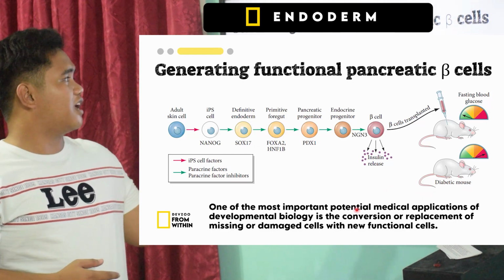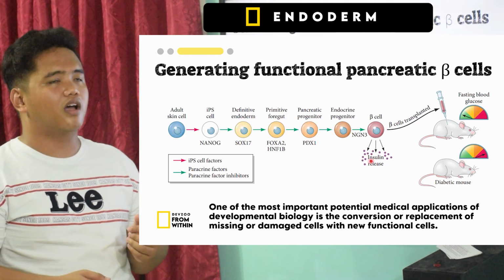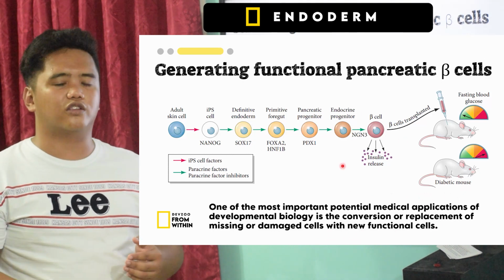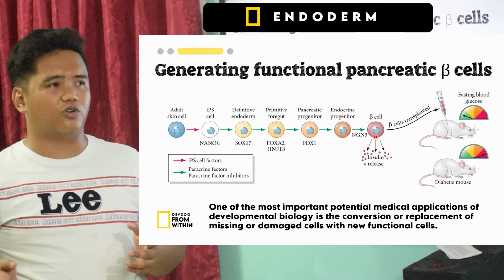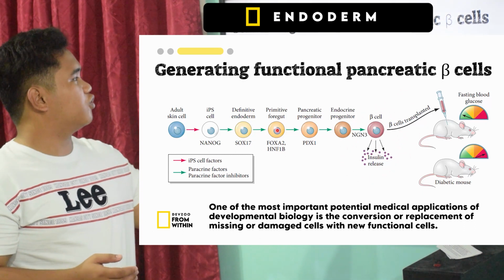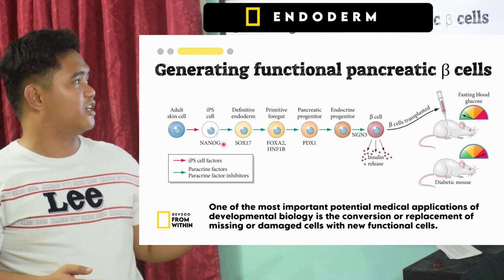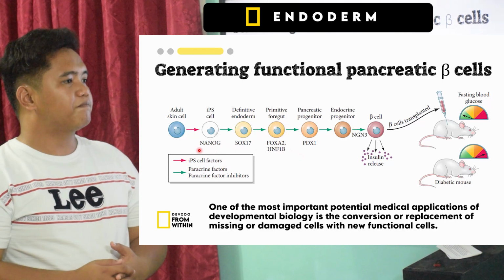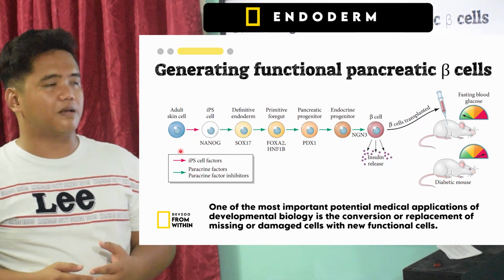So first, they induced the adult skin cells with paracrine factors together with paracrine factor inhibitors in order to de-differentiate the adult skin cells into iPS, or induced pluripotent stem cells.